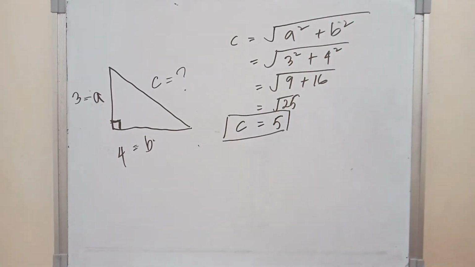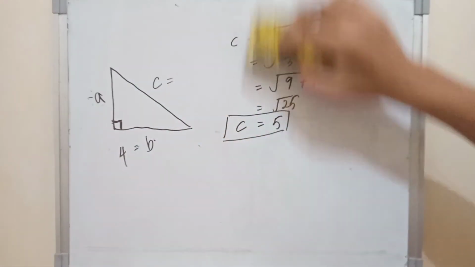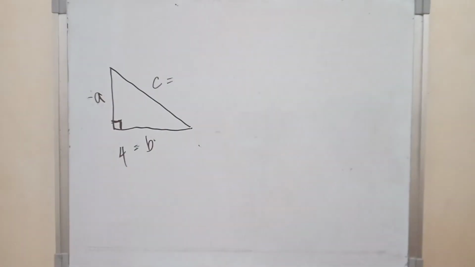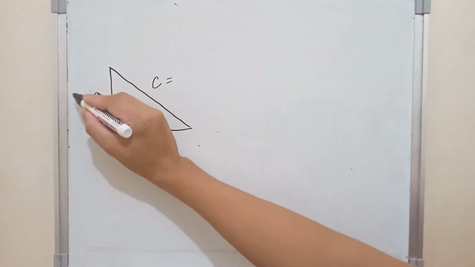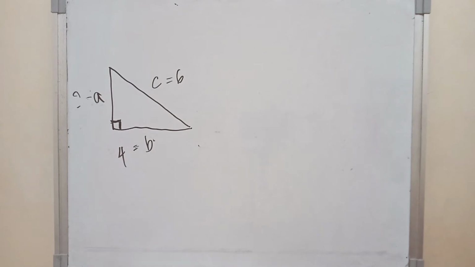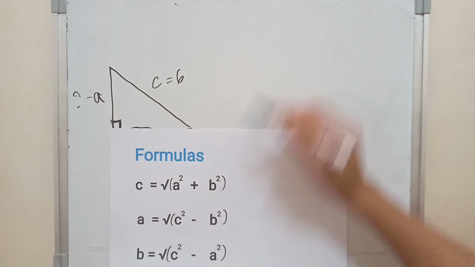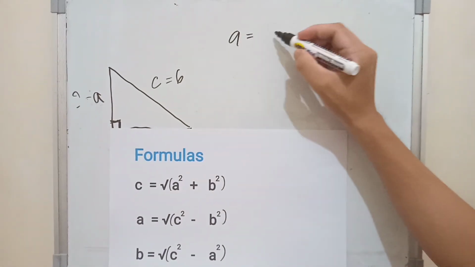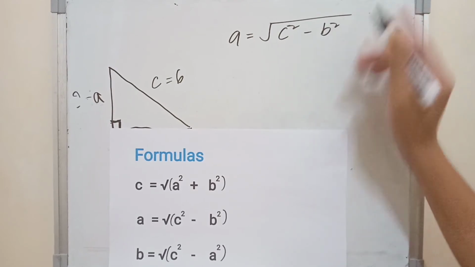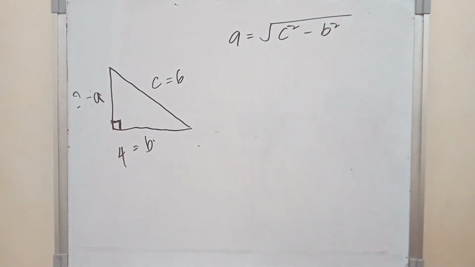So, ganun din sa iba. If, halimbawa, ito yung unknown, ganun din ang gagawin natin. Halimbawa, ito yung unknown. Ito, halimbawa, is 6. Try natin. So, balikan natin yung formula. A is unknown. So, ito yung gagamitin natin. A equals the square root of C squared minus B squared. Substitute the value for C and B.